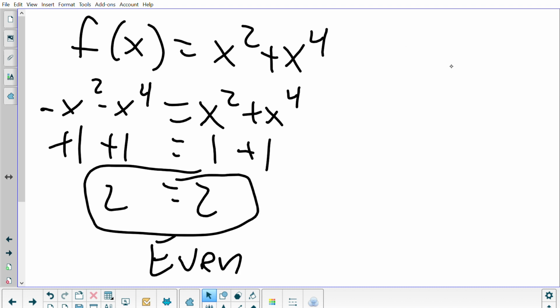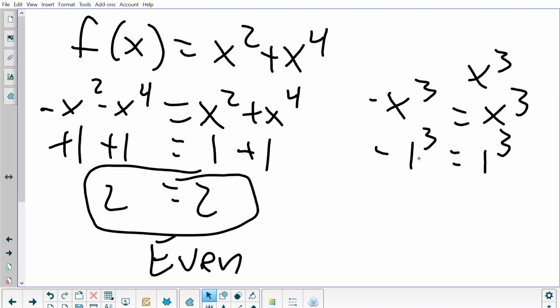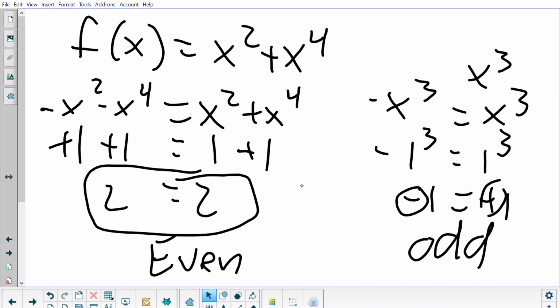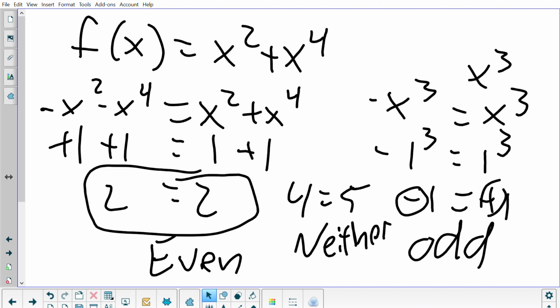Okay? If you get something to the third, you would do the same thing. You would set it equal to itself and have a positive answer and a negative answer. Again, I'm going to put a number in. So I'm going to put in 1. -1 to the third is -1. And 1 to the third is +1. If you get to this point and it's the same number but different symbols, it's odd. If you get down and it's like 4 is equal to 5, we would say neither, which just means that it has no mirrors, no symmetry. They look nothing alike.